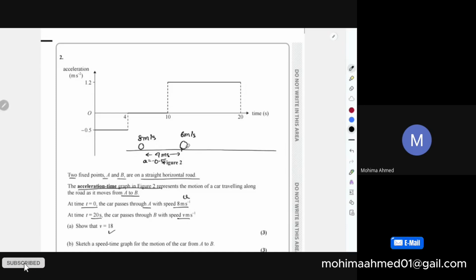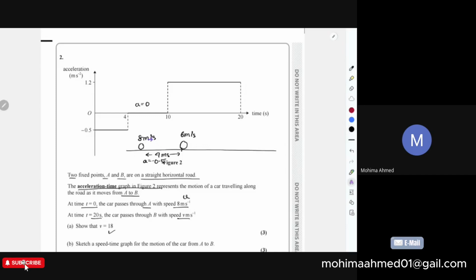So for the first 4 seconds, it started with 8 and its velocity decreased to 6, by 2 units. After that, it continues with constant velocity. That's why we see acceleration was 0 here, a horizontal line on the x-axis. Now, acceleration 0 can also mean the object was at rest at this time.